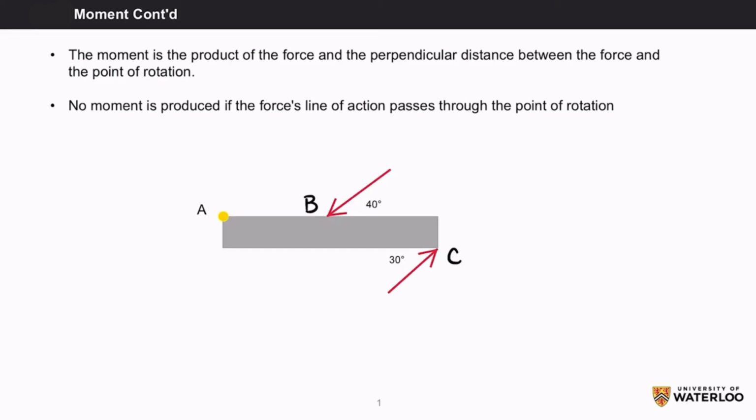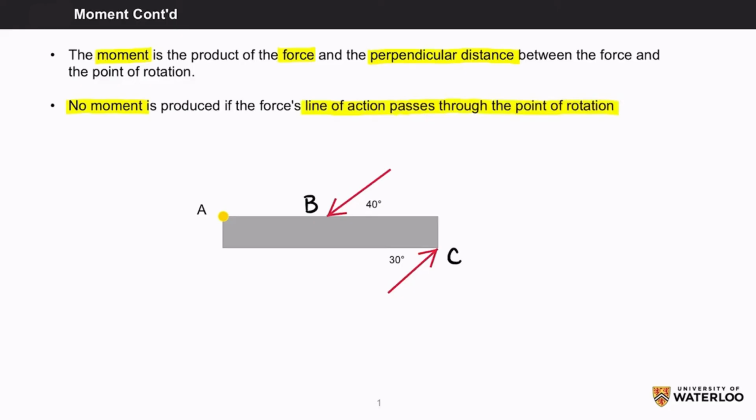As we've discussed before, moment is equal to the force times the perpendicular distance between the force and the point of rotation. No moment is produced if the force's line of action passes through the point of rotation. For example, let's look at the beam.